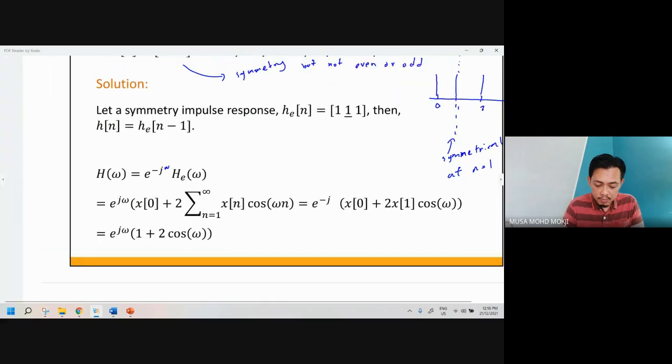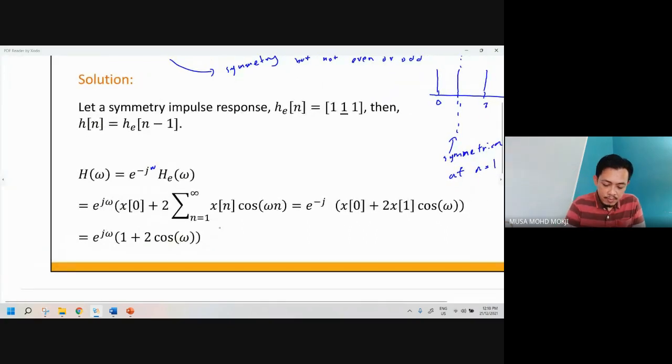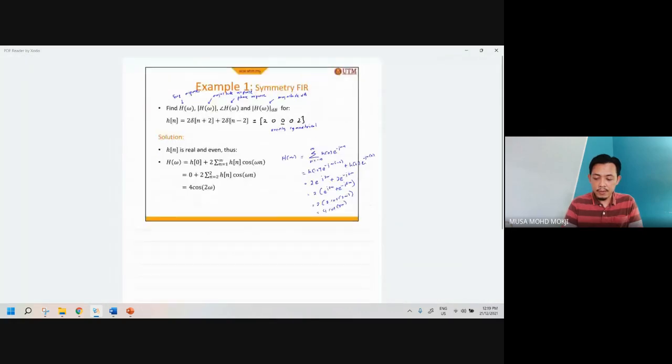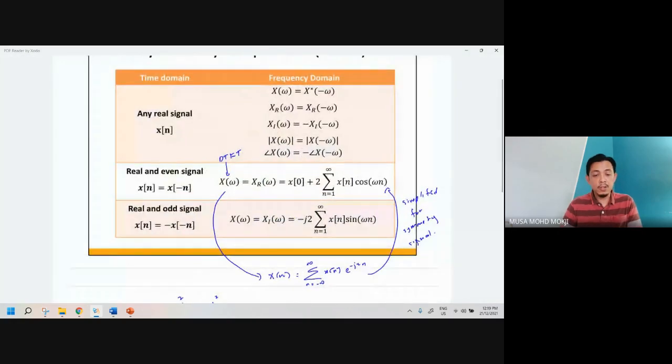Something is missing here. So this is from the formula of this table. Because if our signal is even, even means evenly symmetrical, so we can use this equation. But if it is odd, we can use this equation. So now we are using this equation. We need the value at n equals 0, and then the rest need to be multiplied by cos omega n.